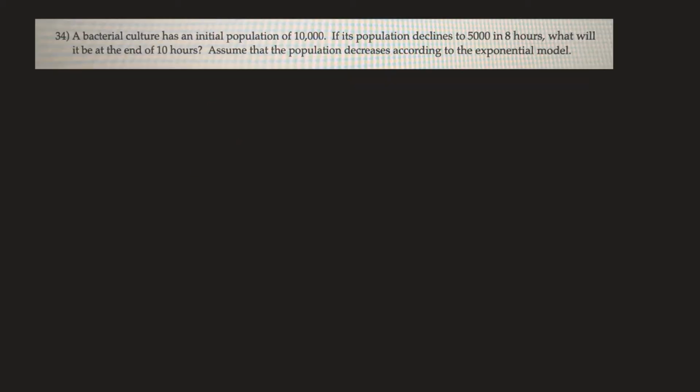Bacterial culture has initial population of 10,000. Population declines to 5,000 in 8 hours. What will it be at the end of 10 hours? This is a double question. So I need to use this first information, start, end, time, to figure out a k value. Once I have the k value, then I can use that k value to answer that question with the 10 hours.